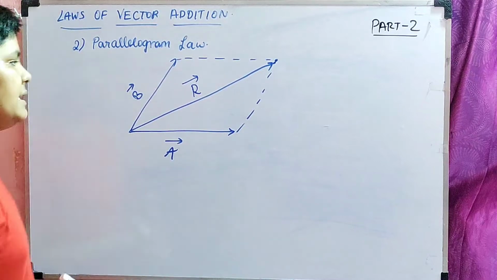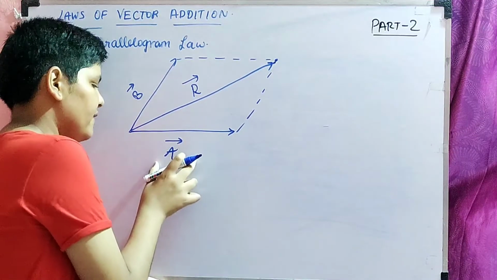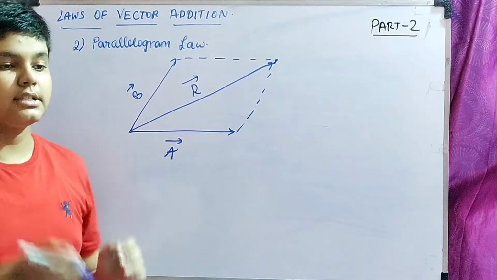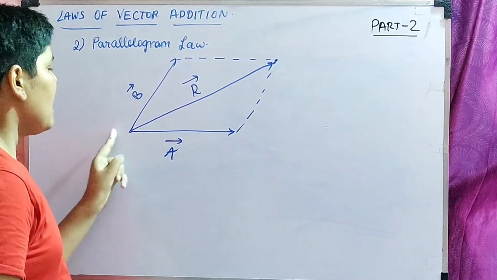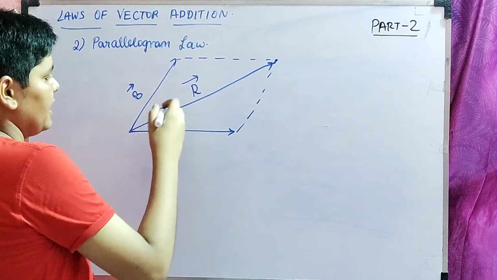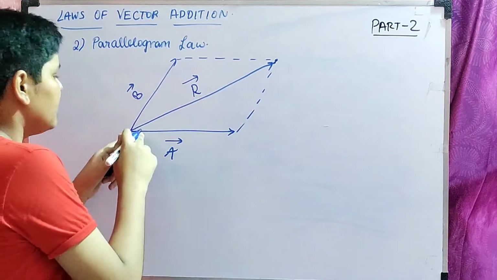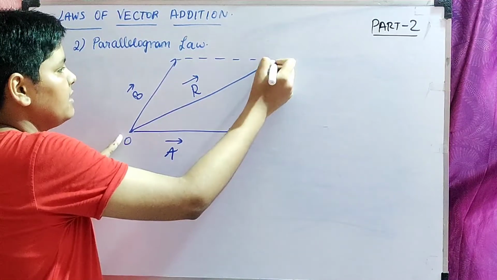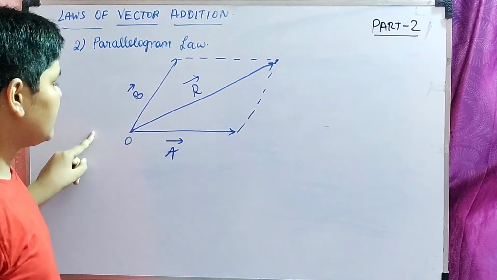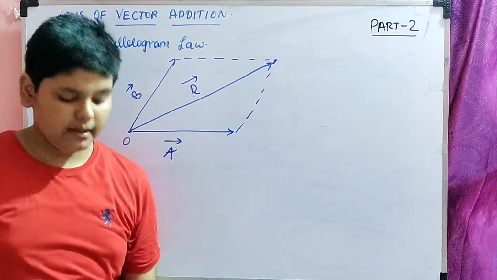So this is the parallelogram law. If the two vectors are represented as two sides of a parallelogram, then the resultant is taken as the diagonal. Here you do not have to take head to tail, nothing like that. You take the tail at the point O, and the resultant is the diagonal of the parallelogram.